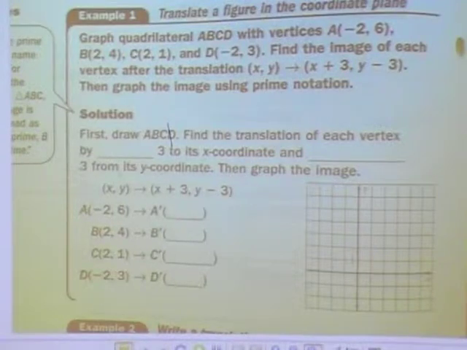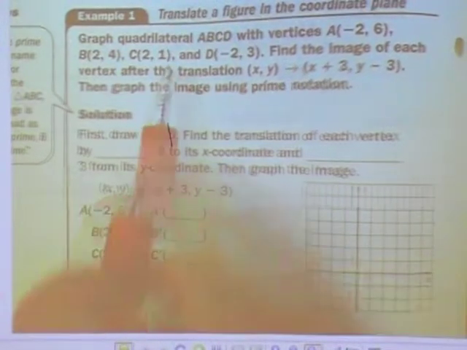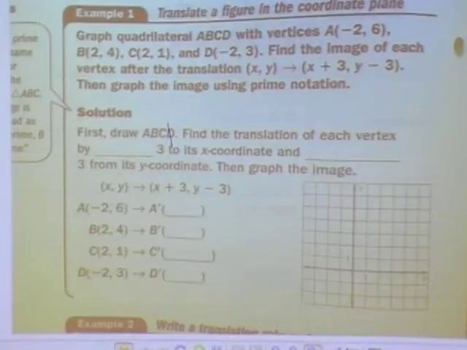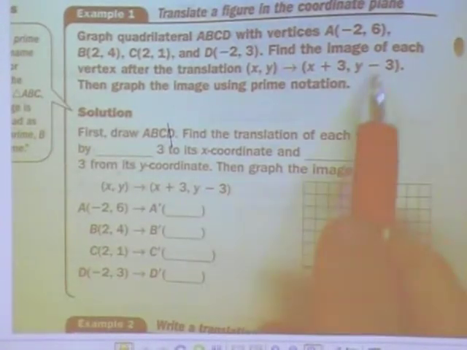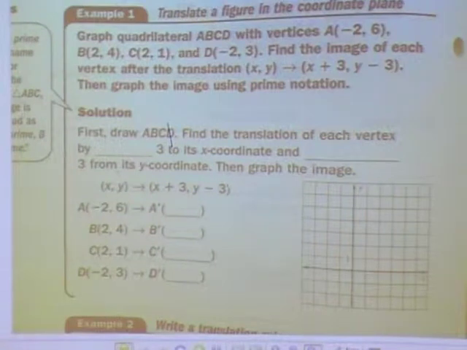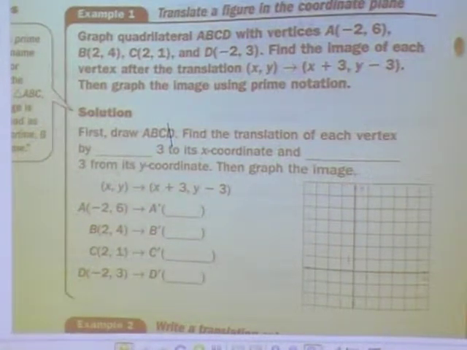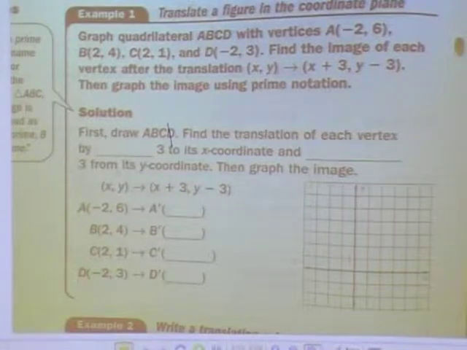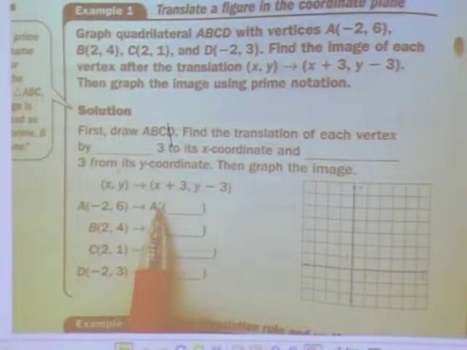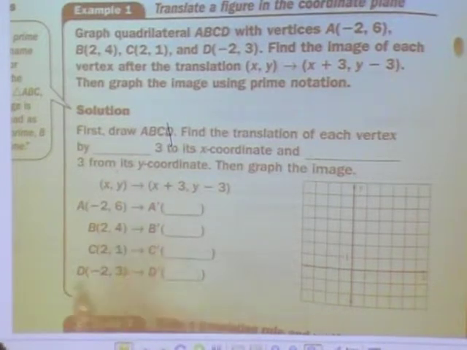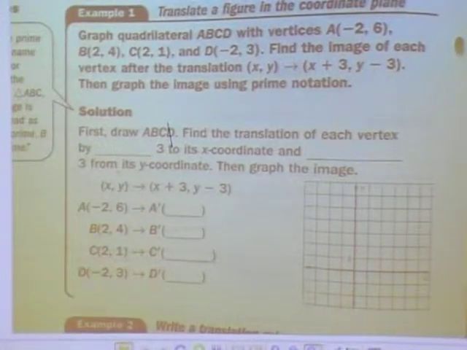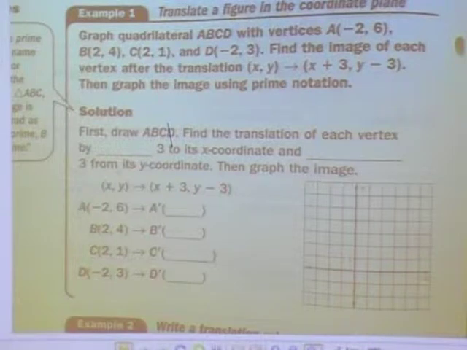So let's go through part of our note-taking guide to make sure we get this. Graph the quadrilateral ABCD with the vertices that are there. Find the image. That means after the translation, that's your image. And we use notations of prime. So here you see a prime on the A, kind of like an apostrophe. You can just put a little 1 beside it like an exponent. That's what we're talking about.